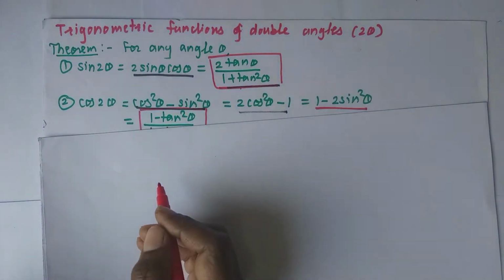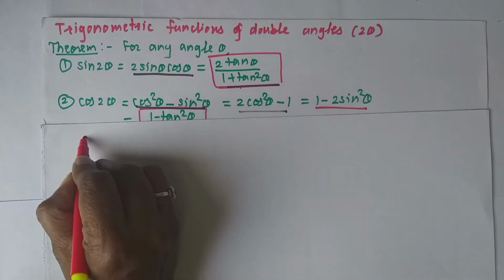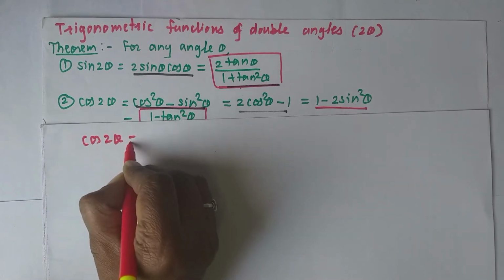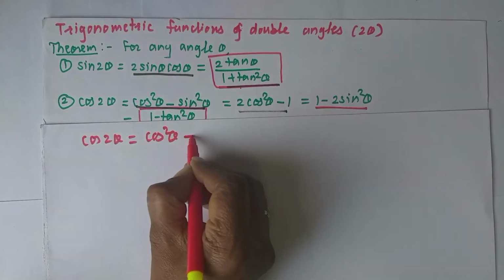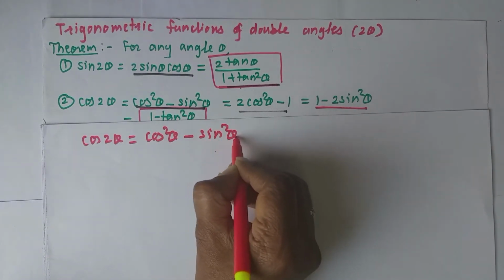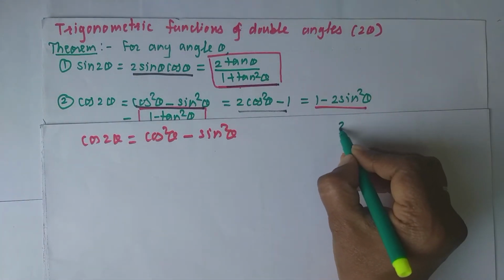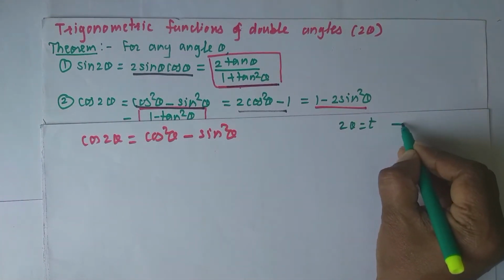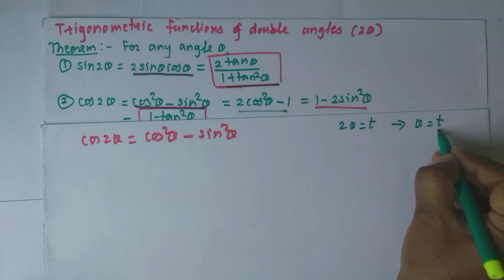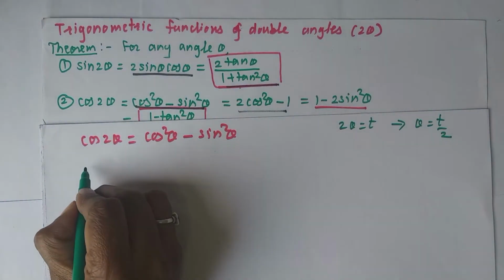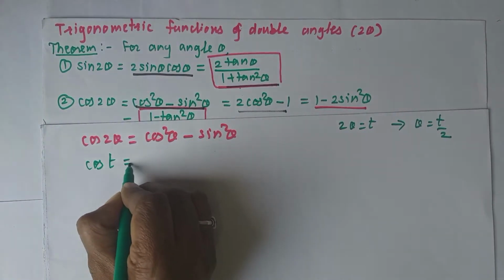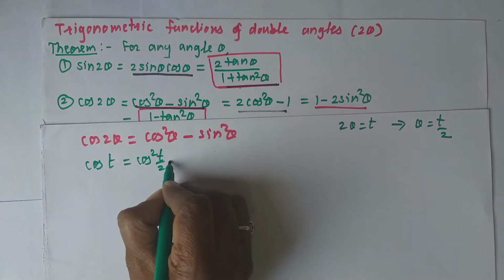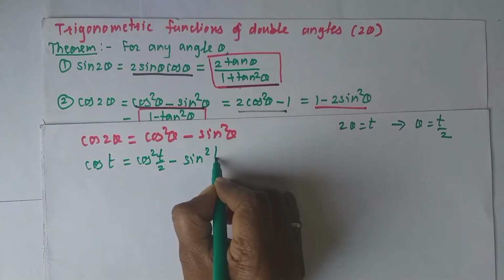Similarly, we will prove the formula for cos 2 theta. Now see, the formula for cos 2 theta is cos square theta minus sin square theta. Again, if I keep 2 theta is equal to t, then what happens? Theta will be t by 2. Then this formula becomes cos t is equal to cos square t by 2 minus sin square t by 2.